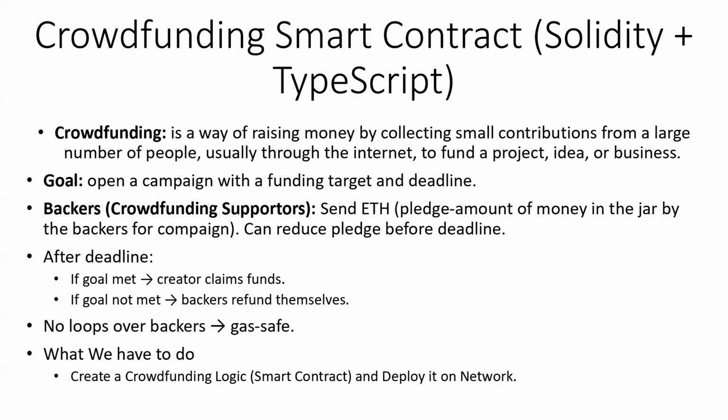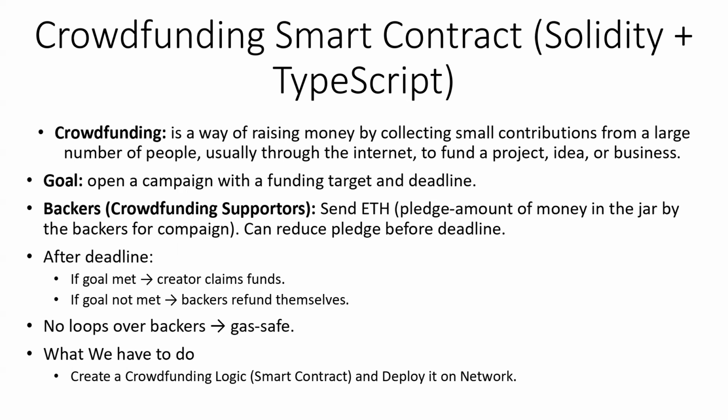The goal is to start a campaign within a time frame, or a window, to achieve a funding target. If the target is achieved, the creator will claim the funds. If the target is not achieved, the funds will be returned to the backers. Backers are basically the supporters of your idea who support it by giving you some Ethereum. We will see how we can write the pledge amount logic in our smart contract. It is a safe process because it doesn't get the backer stuck in a loop.